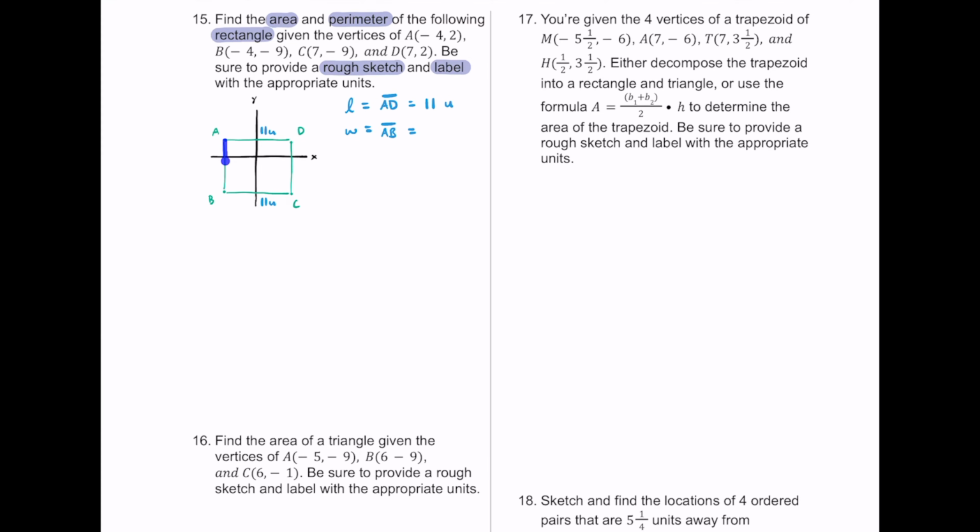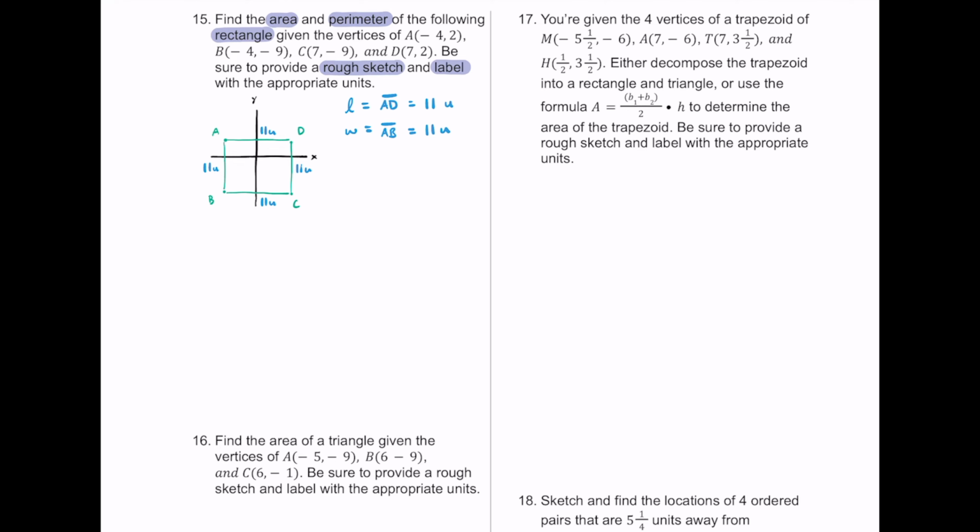Now, AB is from here to here, which is the same thing as DC, if you chose to use DC instead. So from A to B, it looks like they have matching x coordinates of -4. But looking at their y coordinates, we have -9 and +2. So it looks like they're going to be adding their absolute values. That's going to be 11 as well. So that's going to be 11 units. So we now know the length is 11 and the width is also 11. So this happens to actually be a square, right?